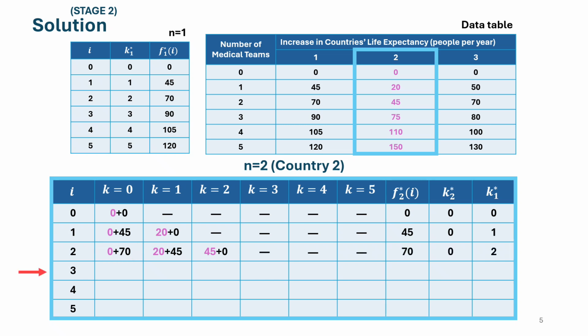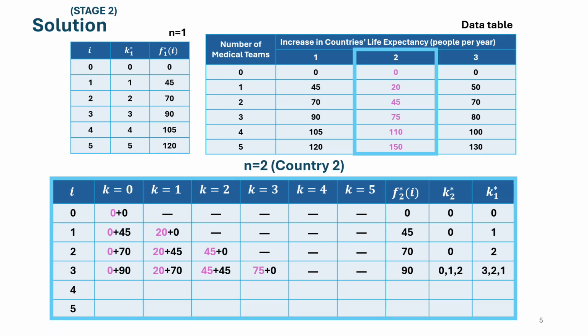For the state where I is 3, the decision k equals 0 gives a result of 90. The decision k equals 1 also gives 90. And the decision k equals 2 also results in 90. The decision k equals 3 gives 75. The maximum value is 90. Since the decisions 0, 1, and 2 all result in this maximum value, we list these as optimal decisions.